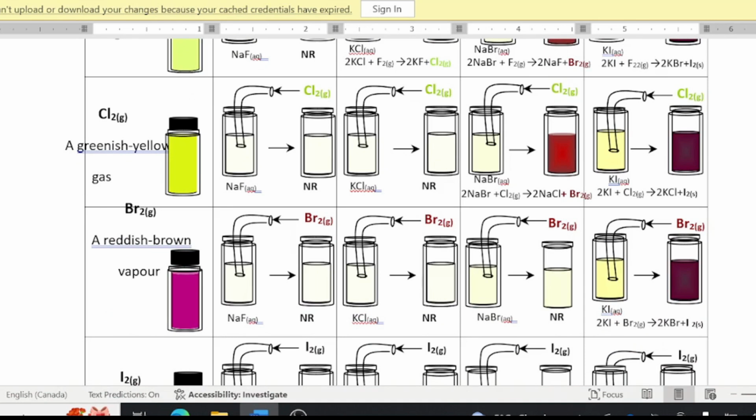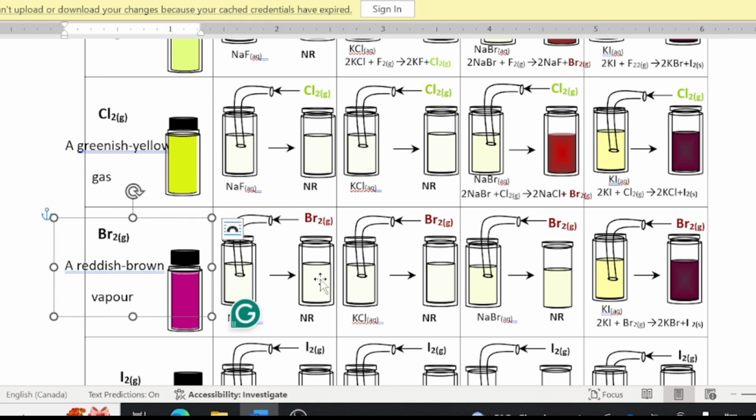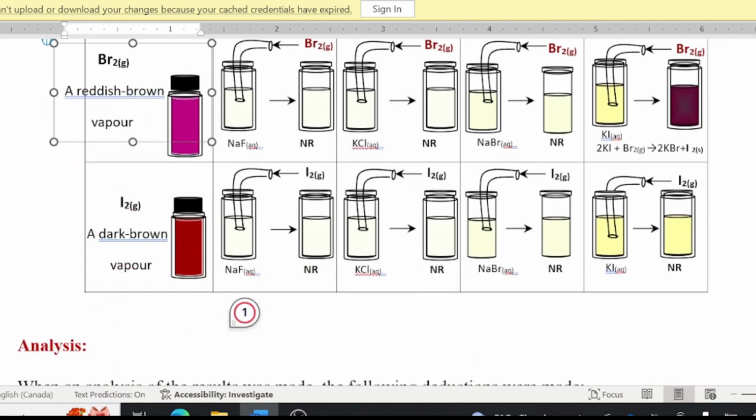So now we're going to use bromine gas. So bromine here. Bromine is a reddish brown vapor. We bubble it through sodium fluoride. See, nothing happens there. Potassium chloride, nothing happens there. It wouldn't displace its own self, but look, it is able to displace iodine because of the color change. That's potassium iodide. You get the color change. Of course, iodine will not be able to displace anything. Everything stays the same. Okay? So I hope that was useful to you.